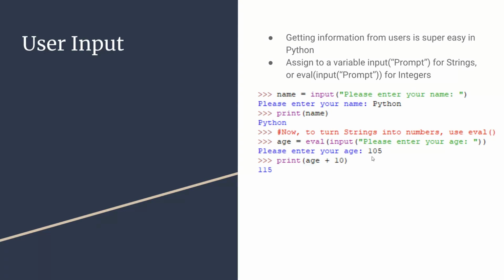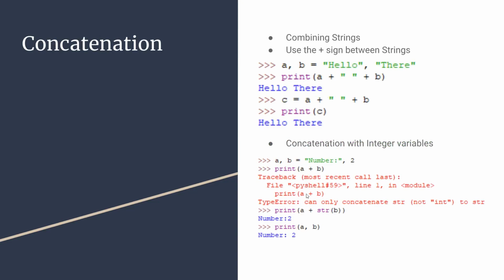And now, just to make sure that this is in fact an integer and not a string, we're going to try to do a little basic math here. So if we do print age plus 10, it prints 115. 105 plus 10 is 115, which is absolutely perfect. That's what we wanted. So we can see for a fact that this is an integer stored in age, not a string, because if this were a string, we would get this traceback error that we had before.